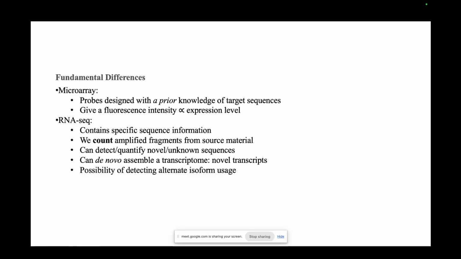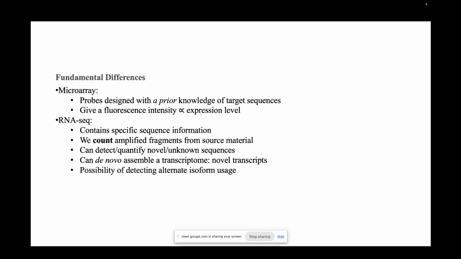On the other hand, RNA sequencing contains specific sequence information. So in microarray you do not have specific sequence information, right? You only know a particular length of the sequence, but beyond that you do not even know what the sequence is. But in RNA sequencing, since you are sequencing the whole length of the RNA, you will get to know the sequence at each position of the RNAs, right? So it contains specific sequence information.